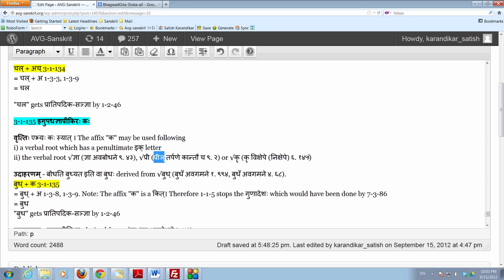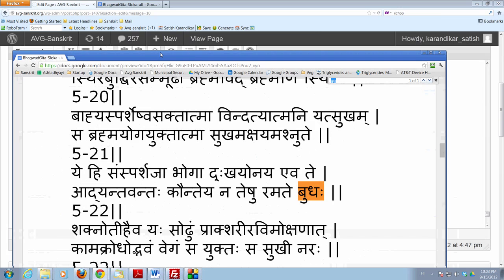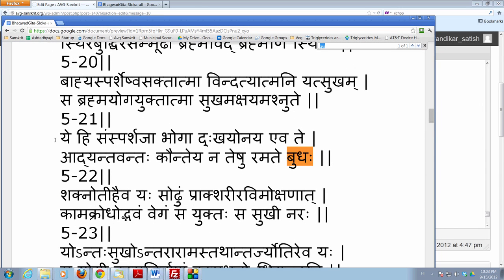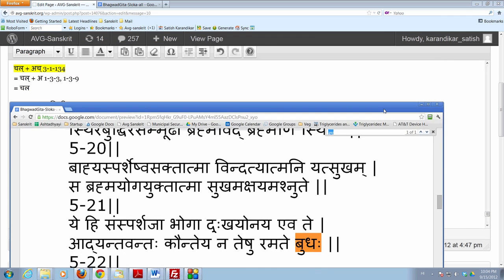So let's look at an example. Bodhati budhyate iti va buddha. This is a famous word. It comes in the Bhagavad Gita 2-3 times. Very nice shloka here in Gita. Ye hi samsparshaja bhoga dukkhayonaya eva te, adyantavantah kaunteya na teshu ramate buddha. Very nice shloka of Gita. And it also comes in I think 1 or 2 other places. So this is in chapter 5, which is used in other places too.